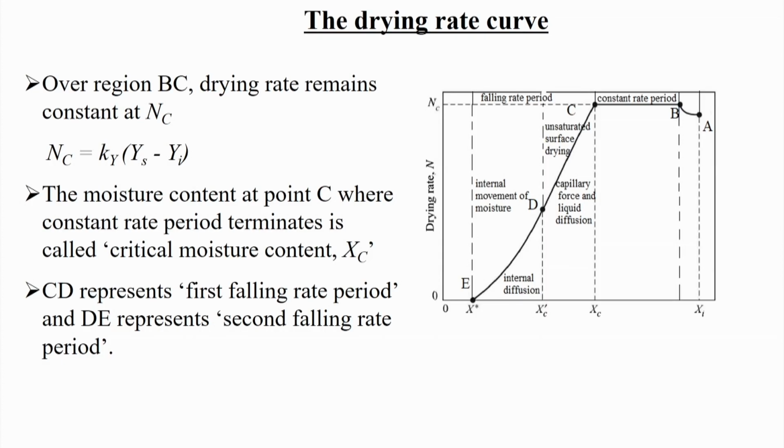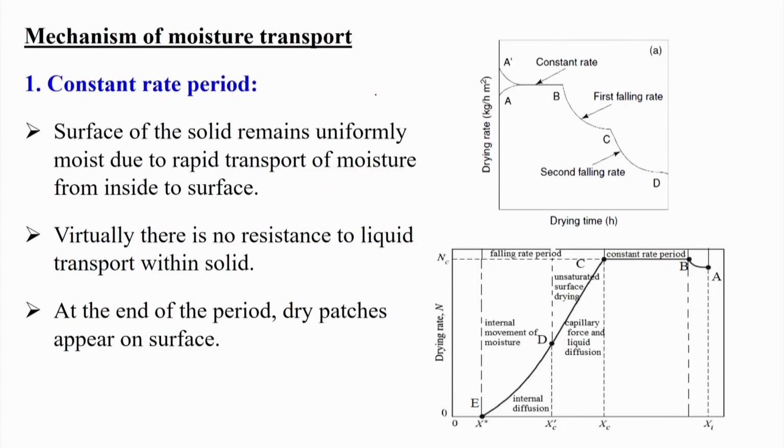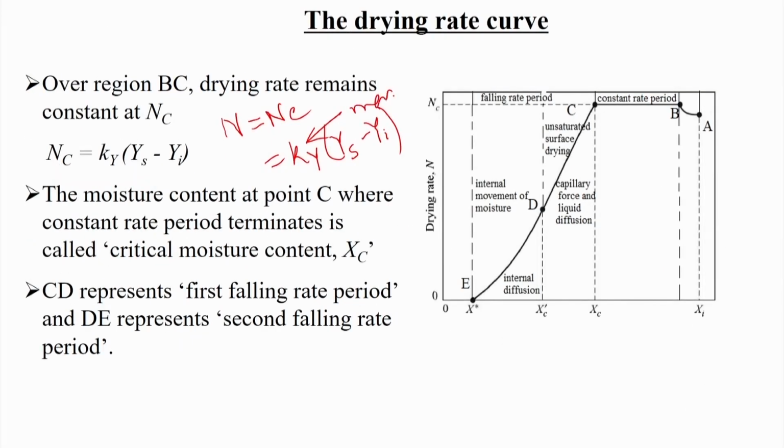And so, over the region B to C, N becomes N C. So, N is equal to N C, that is nothing but K y into y s minus y I. Here K y is the mass transfer coefficient, y I is the initial humidity, and y s is the humidity at the final condition.